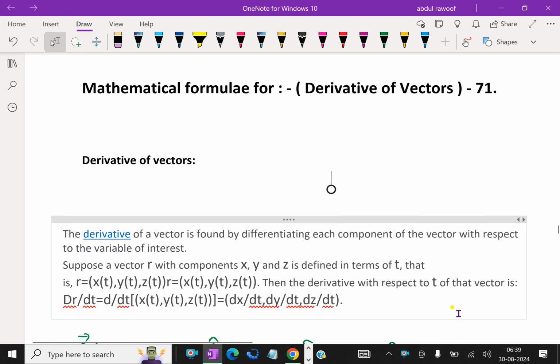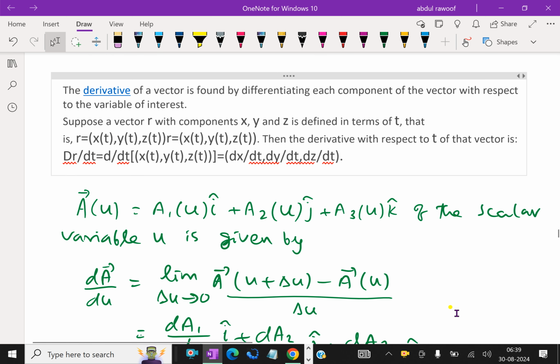In mathematical formulae for derivative of vectors, let us discuss: what is the derivative of vectors? The derivative of a vector is found by differentiating each component of the vector with respect to the variable of interest. Suppose a vector R with components x, y, z is defined in terms of t. That is, R is equal to x of t, y of t and z of t.